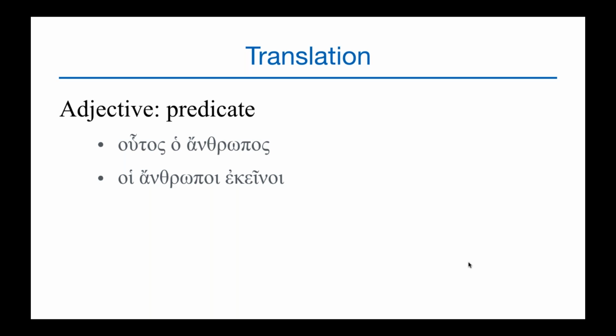So this is an example of it being used adjectivally. Whenever it's functioning as an adjective, it uses the same rules of adjectives that we learned before and takes the predicate position. So houtos ho anthropos, that would be this man. Hoi anthropoi ekeinoi, I guess the best way to do that one was, that is that man.